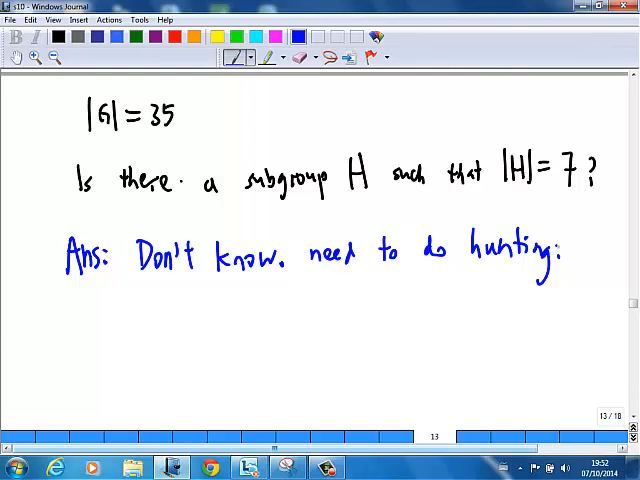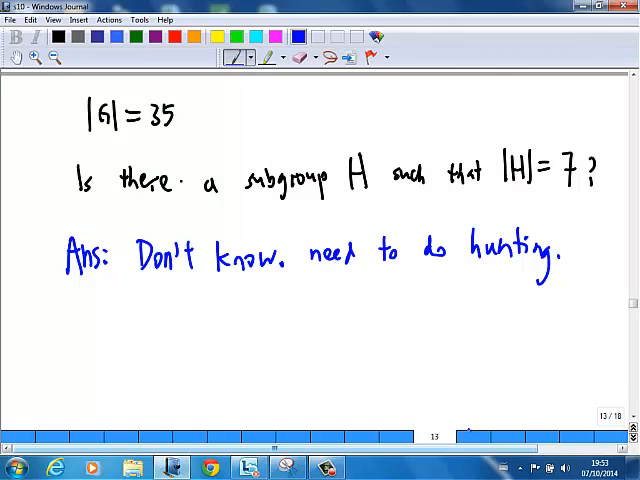Lagrange theorem says that if you have a subgroup, the size of the subgroup must divide the size of the original group. But first of all, do you know there is a subgroup of order 7? We don't know. So this gives you some quick introduction of Lagrange theorem.